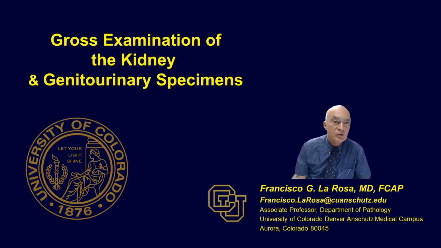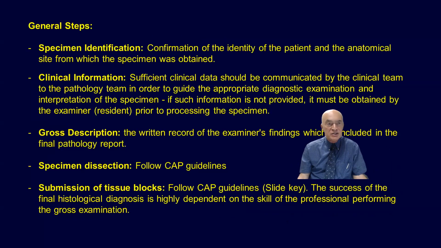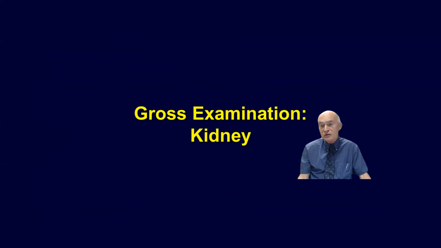Okay, now we are going to continue with the gross examination of the kidney and the genitourinary specimens. We are going to start first with general steps, again with general identification of the specimen, with correlation with the clinical history, and then the gross description, which has to follow a particular protocol based on the College of American Pathologists guidelines. The submission of tissues is very important, because the same CAP protocol indicates the kind of sections that have to be taken as a product of the gross examination.